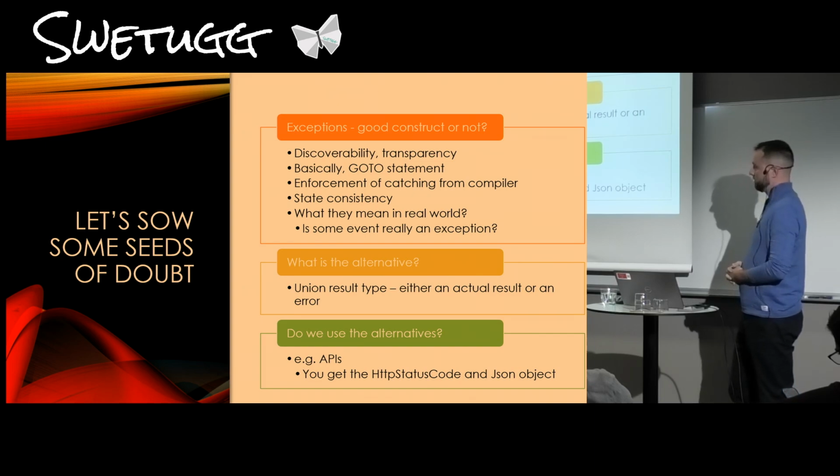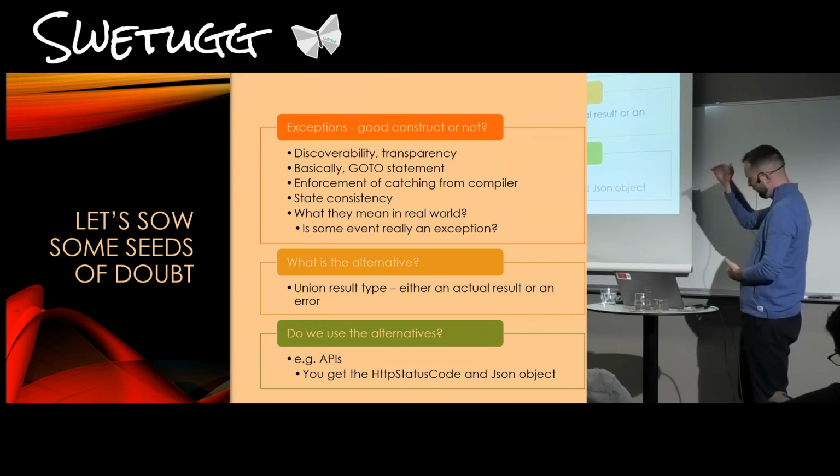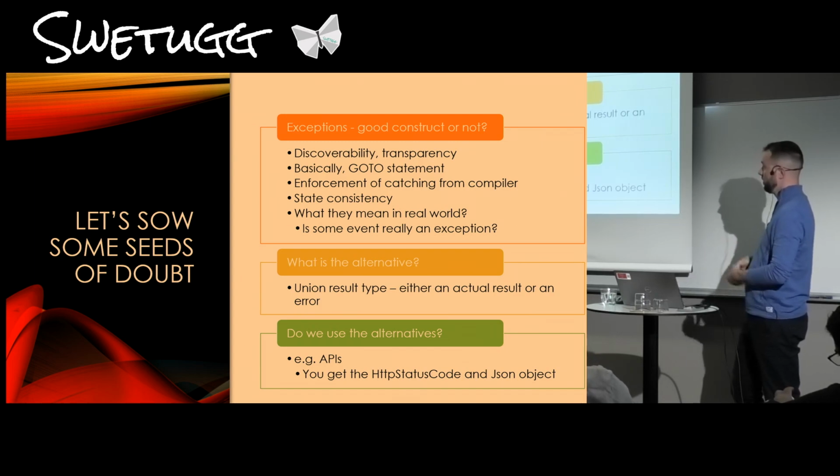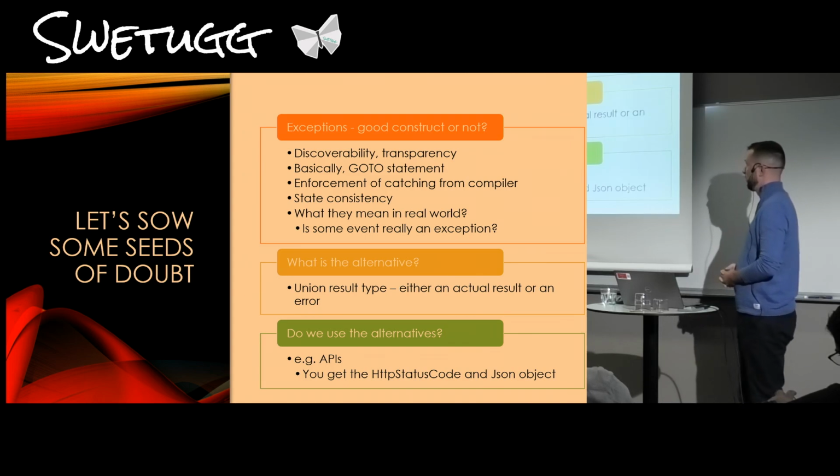Then there's state consistency, because let's say an exception is thrown somewhere in the middle of a method and the method is not finished. There might be some finally block, but not always. So the state might be corrupted, because if you have some method that consists of 5 steps and the second one throws an exception, then it might be in some inconsistent state and you might do some rollbacks or whatever, but it's generally a problem.